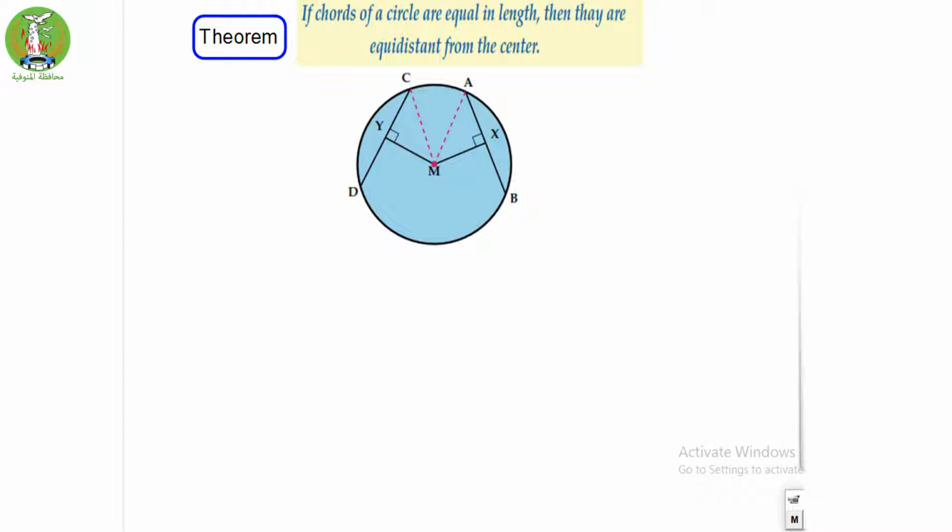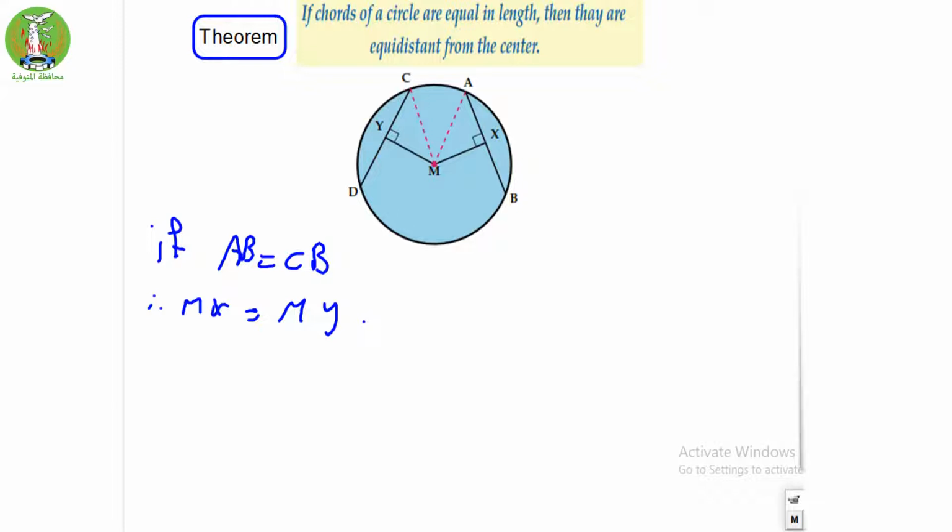Here we will state the theorem: if chords of a circle are equal in length, then they are equidistant from the center. That means if AB equals CD, then MX equals MY. How? By construction, draw MA and MC.